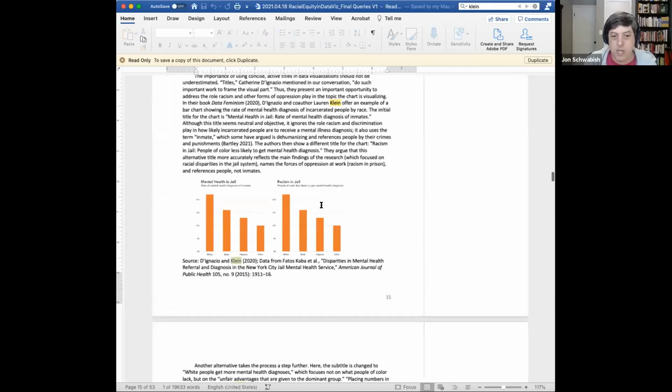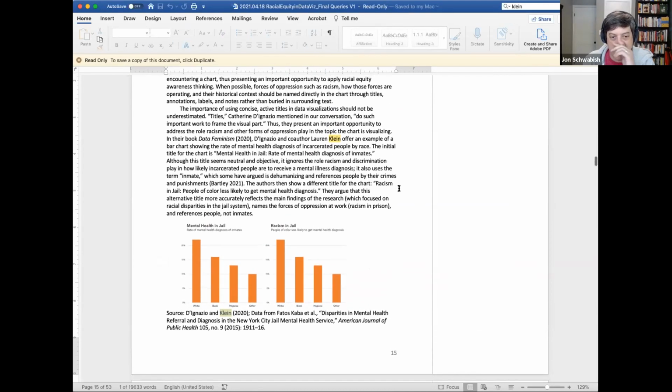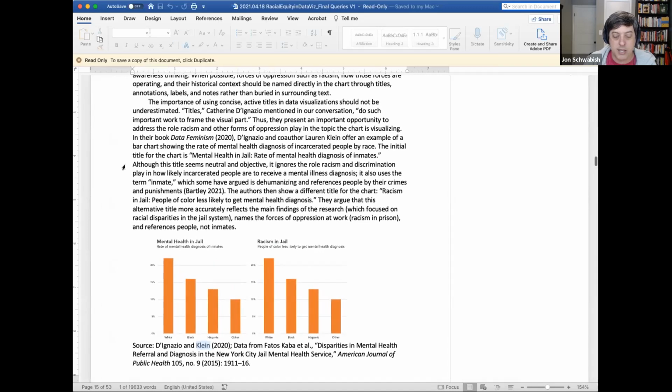So as an example, we interviewed Catherine and Lauren. This is the next iteration of this project. The first paper was 4 pages. We thought we were going to write a 15-page paper. We ended up writing a 53-page paper. So there's more to come on this. This is actually directly to the question here. It's on the same topic.